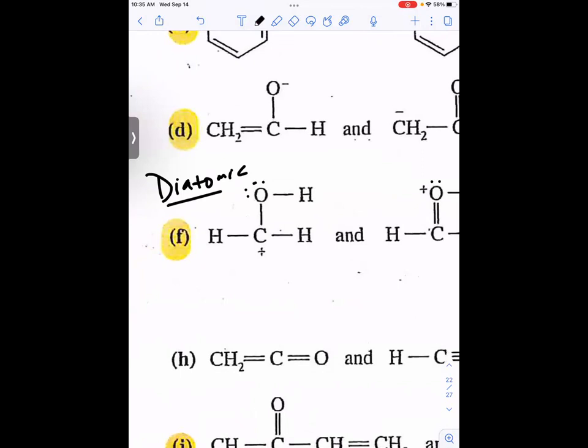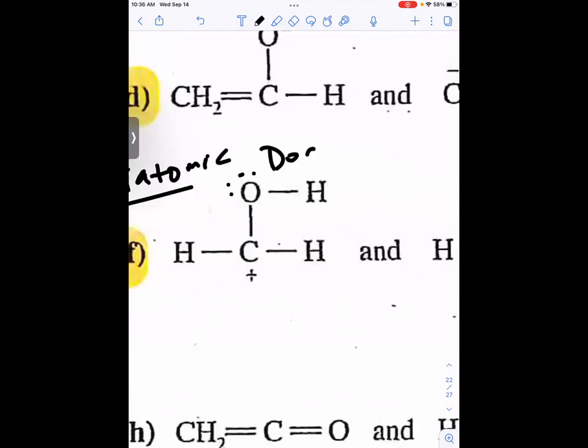Donors again, lone pairs, pi bonds. Acceptors, pi bonds, cations. Which one is the donor? The oxygen. That makes the carbon by default the acceptor, but you can see that it's an acceptor because it has a plus charge on it.